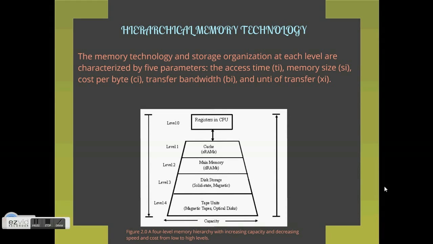The access time refers to the round trip from the CPU to the i-th level memory. The memory size si is the number of bytes or words in level i. The cost of the i-th level memory is estimated by the product ci times si. The bandwidth bi refers to the rate at which information is transferred between adjacent levels. The unit of transfer xi refers to the grain size of data transferred between levels i and i plus 1. Figure 2.0 shows a four-level memory hierarchy with increasing capacity and decreasing speed and cost from low to high levels.